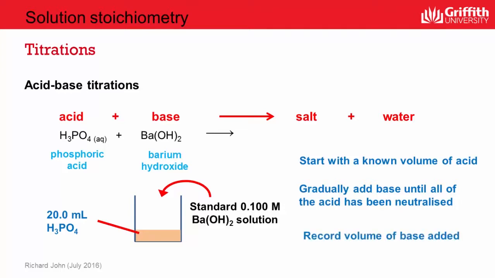The final thing we do is record the volume of the base added until we get to that neutralization point. In acid-base titrations, the neutralization point, or the equivalence point, is determined by the use of an acid-base indicator. Initially, the solution is acidic in nature. As we neutralize the acid and keep adding more and more base, we'll get to a point where we have complete equivalence. There's no net acidity, no net basicity. One more drop of base, that solution will have a net base, and that acid-base indicator will change color.